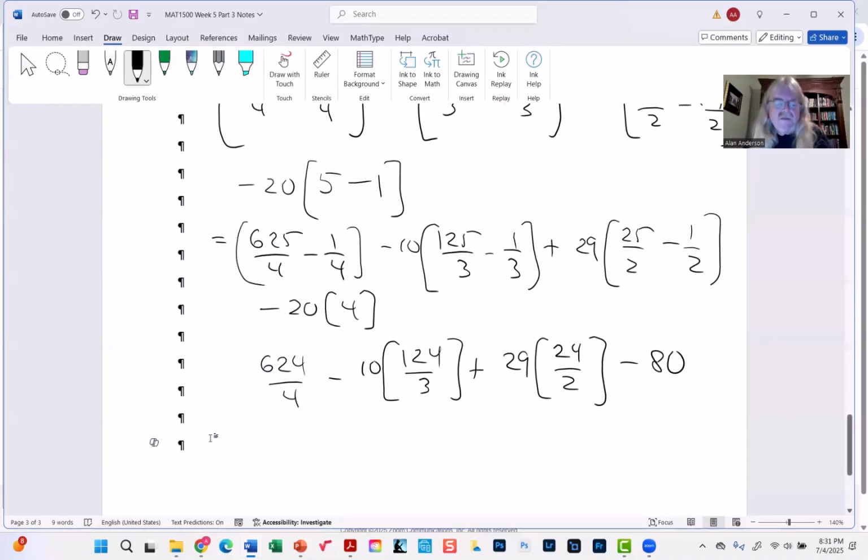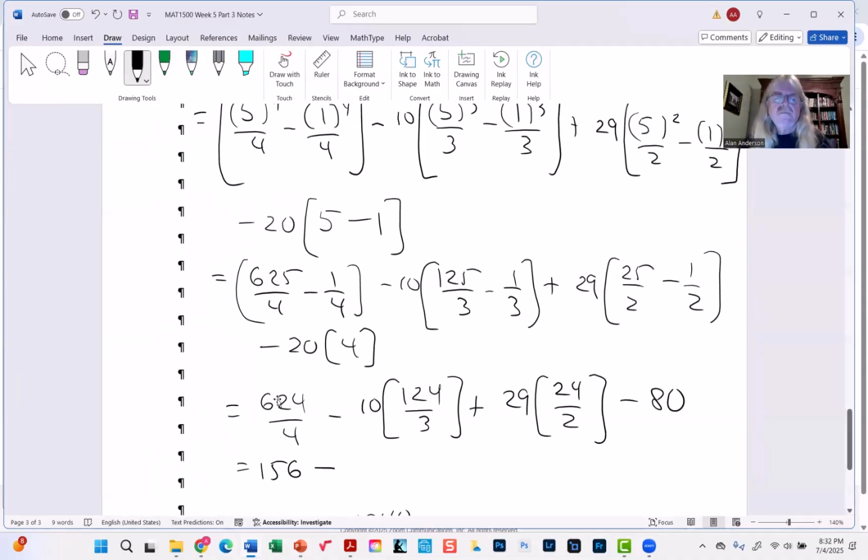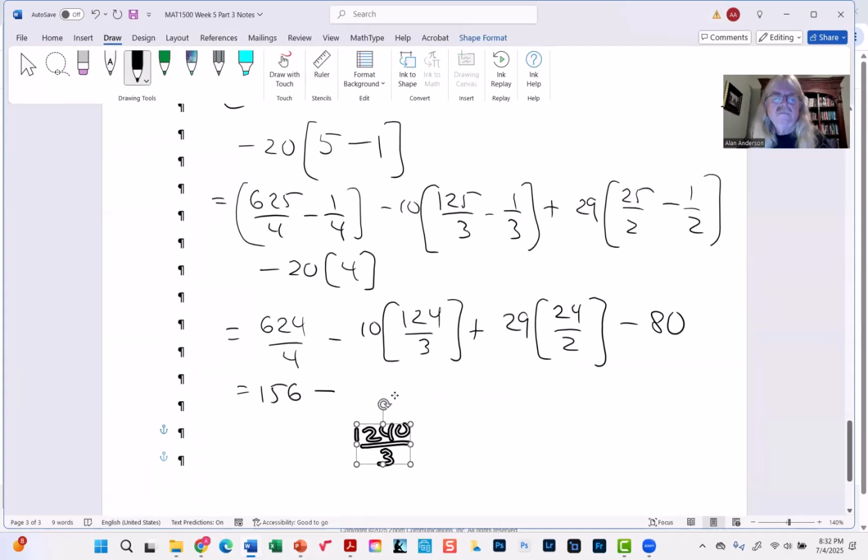All right, so now we have to start combining some of these fractions. All right, let's see. 624 divided by 4 is 156. So this one, 29 times 24 over 2, that's actually 29 times 12. And that's 348.